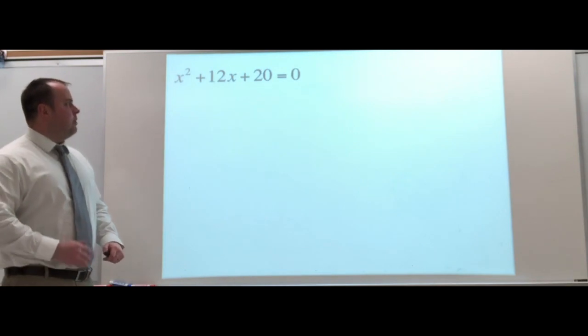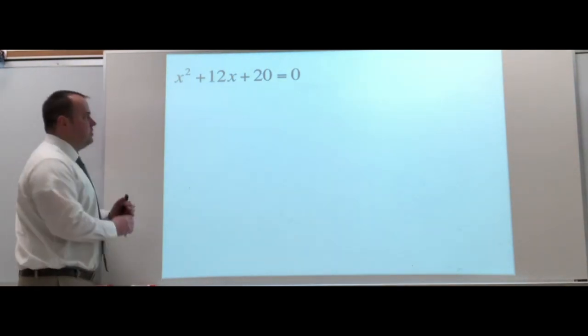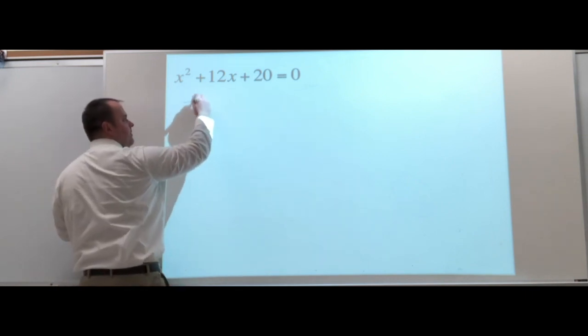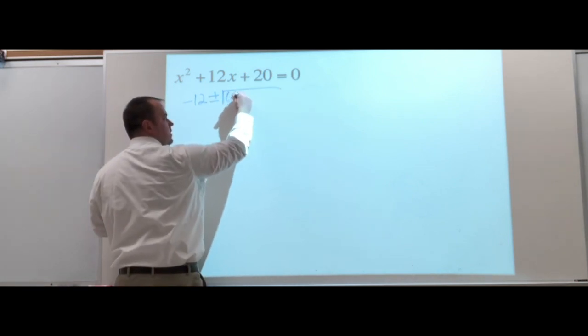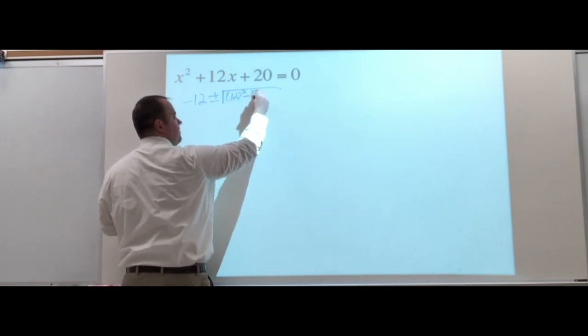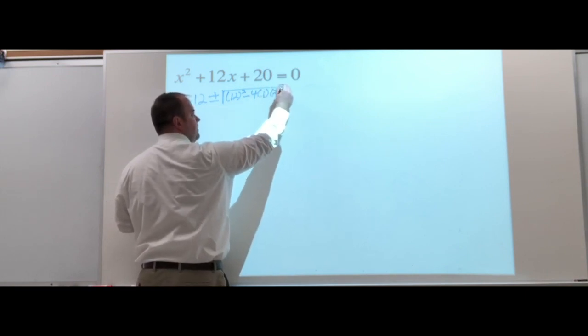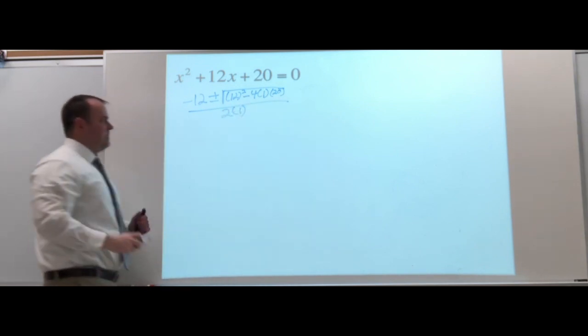So here's our example: x squared plus 12x plus 20. I'm going to take those a, b, and c and plug in. Negative 12 plus or minus the square root of 12 squared minus 4 times 1 times 20, divided by 2 times 1.